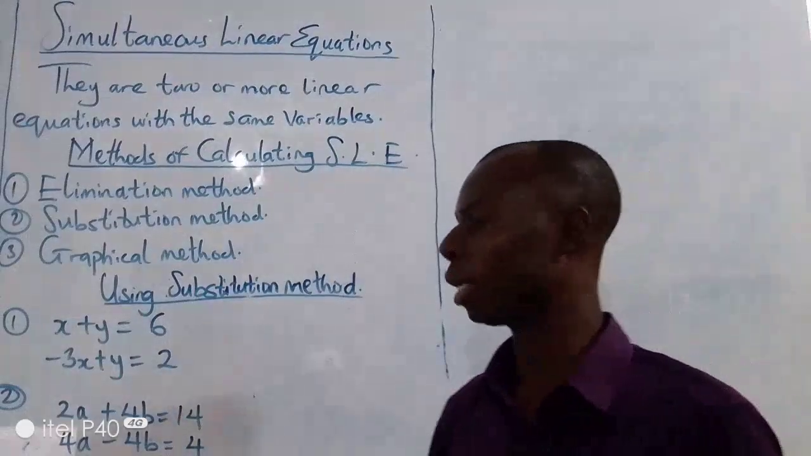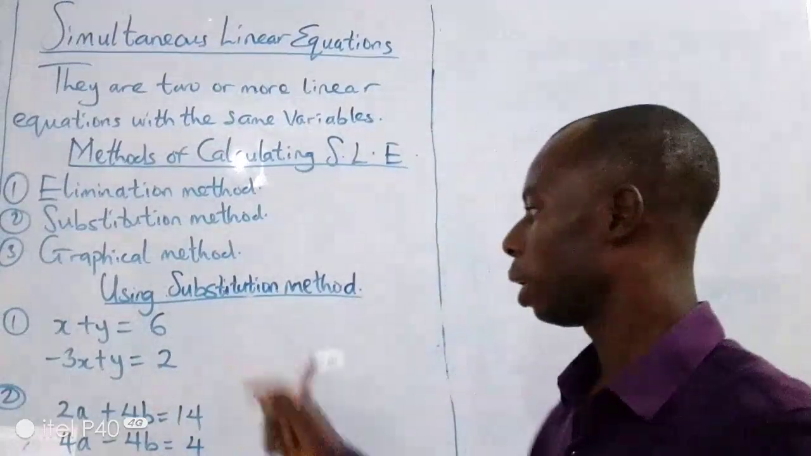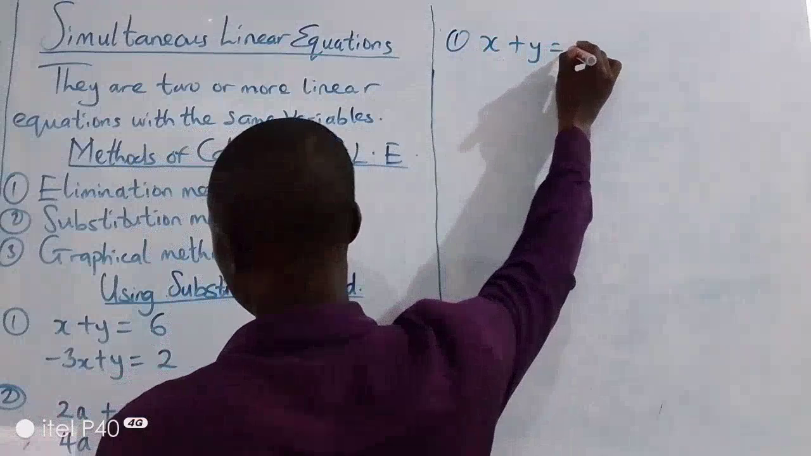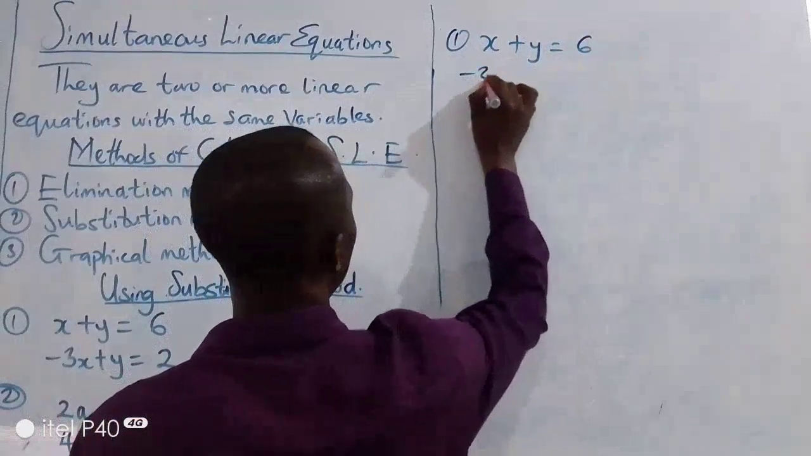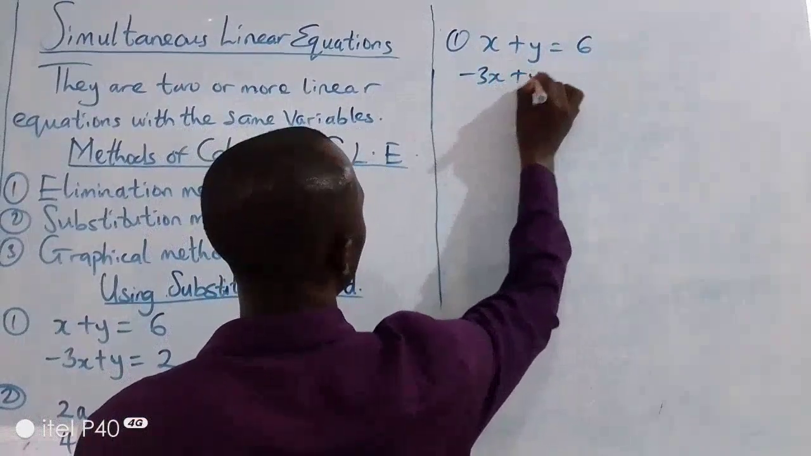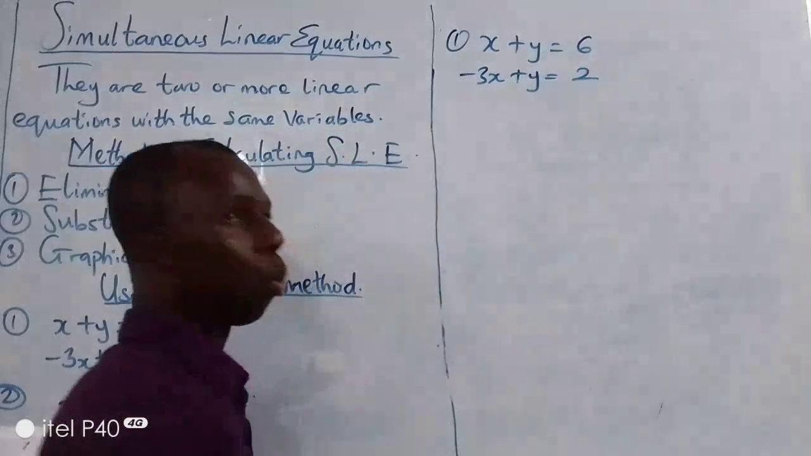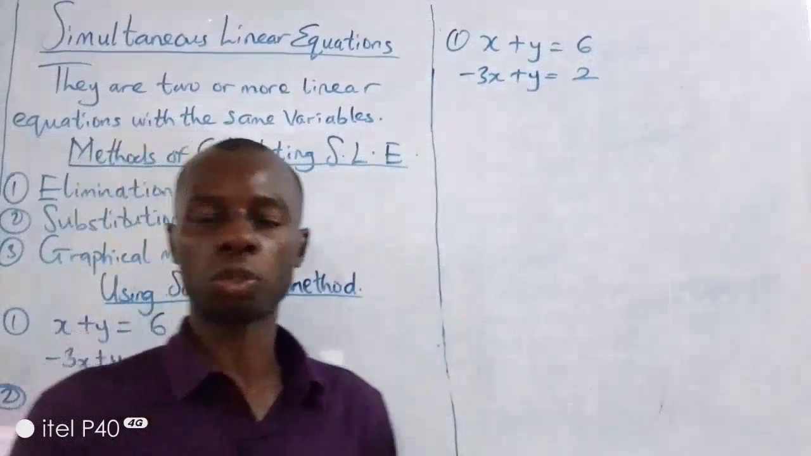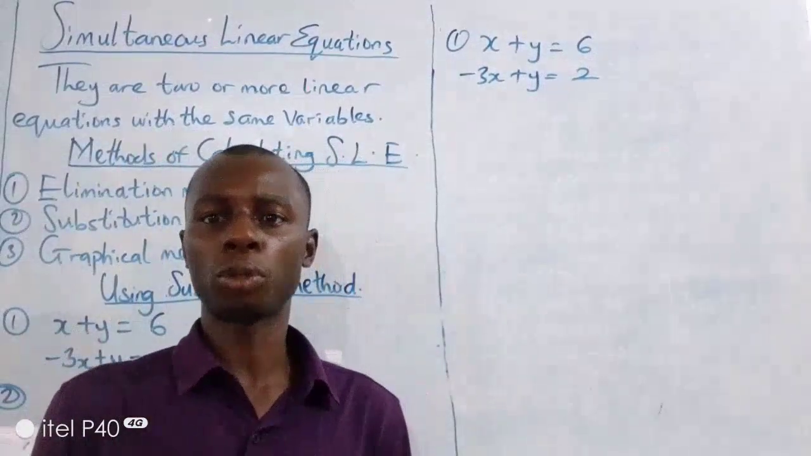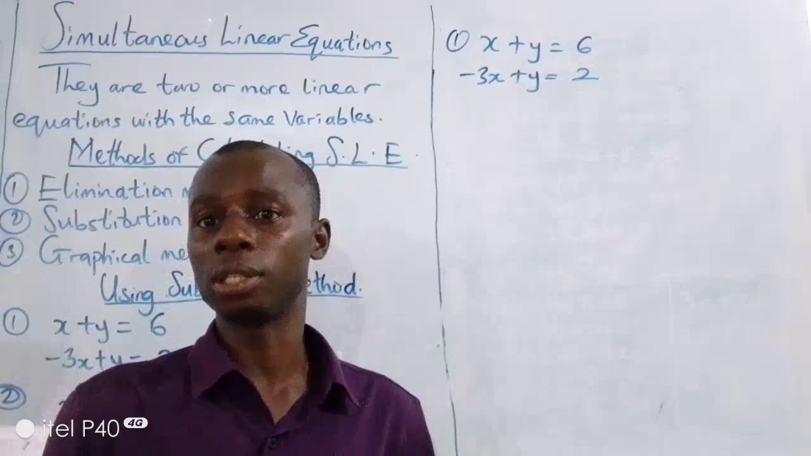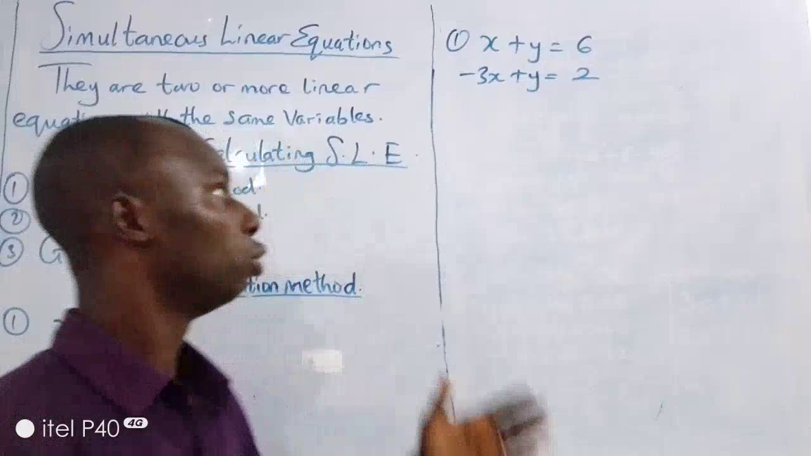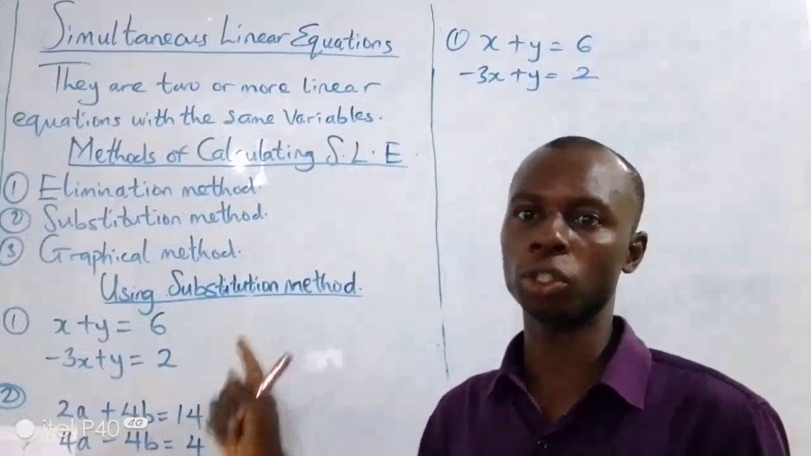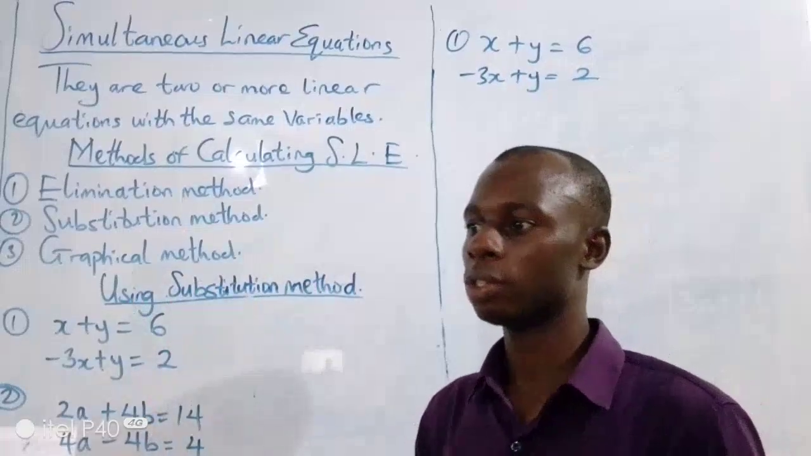So I'm going to take the first question, which is x plus y equals 6 and minus 3x plus y equals 2. The reason I still use the same simultaneous linear equations question is just to ensure that whichever method you use, you get the same answer. So do not forget, we are doing the substitution method, not the elimination method we used in our last series.